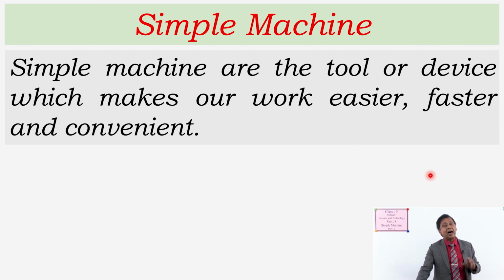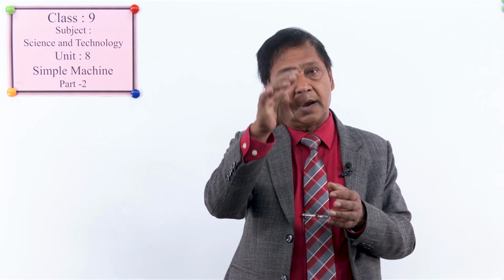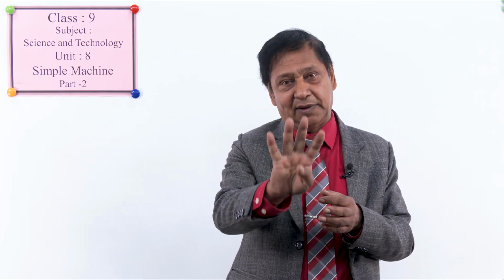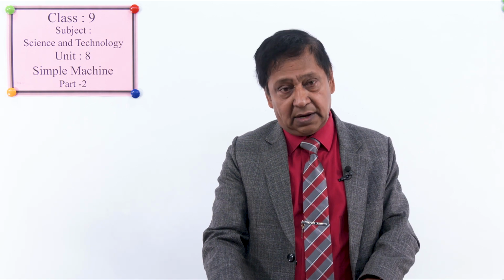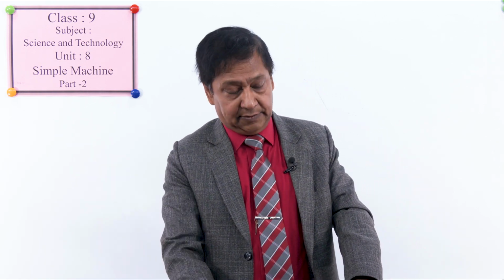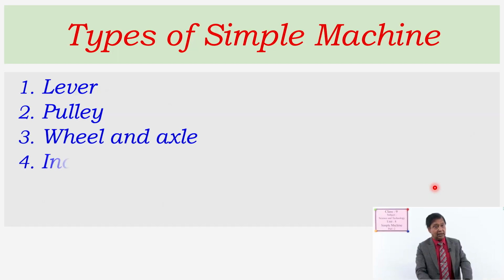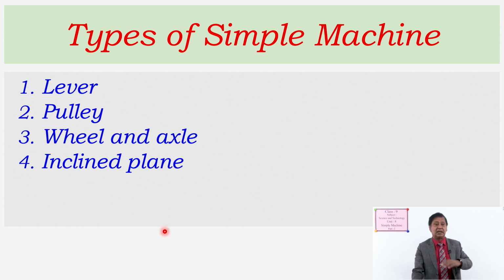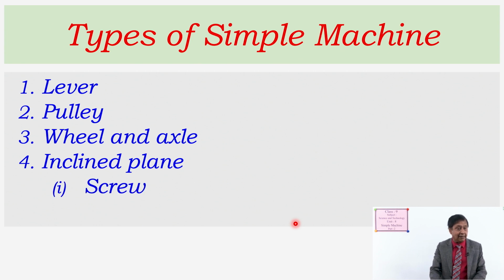Okay, now after this, you were told in the previous class also that there are 4 major types of simple machine. I want to name them again. What are they? Lever, pulley, wheel and axle, and inclined plane. These are the 4 types of simple machine. But the inclined plane is sometimes modified to form other machines, and they are called screw and wedge.